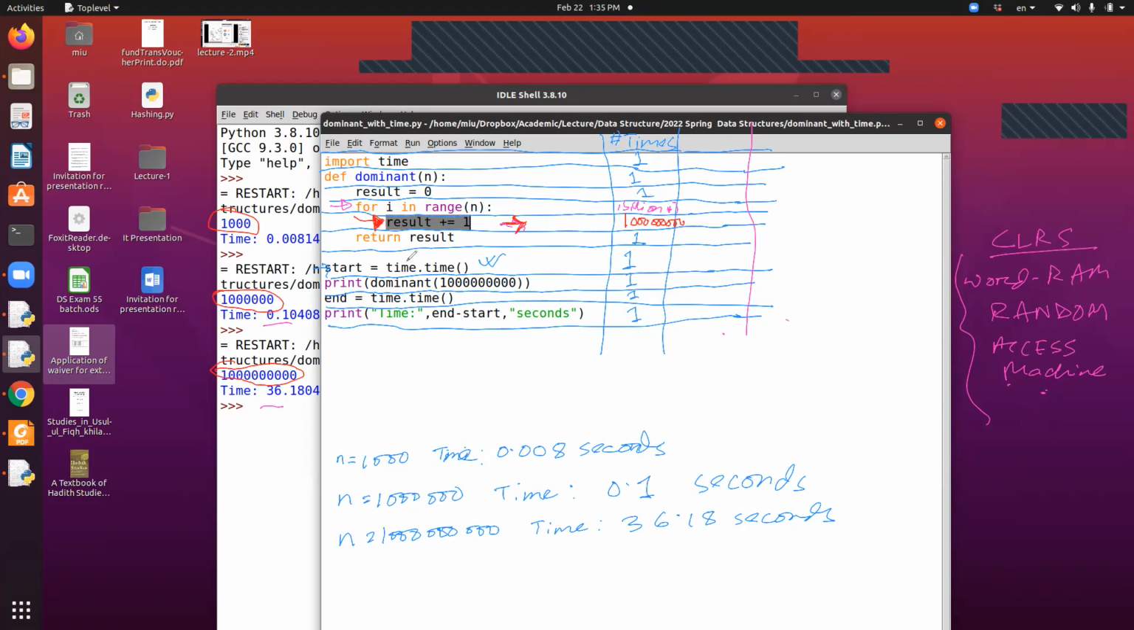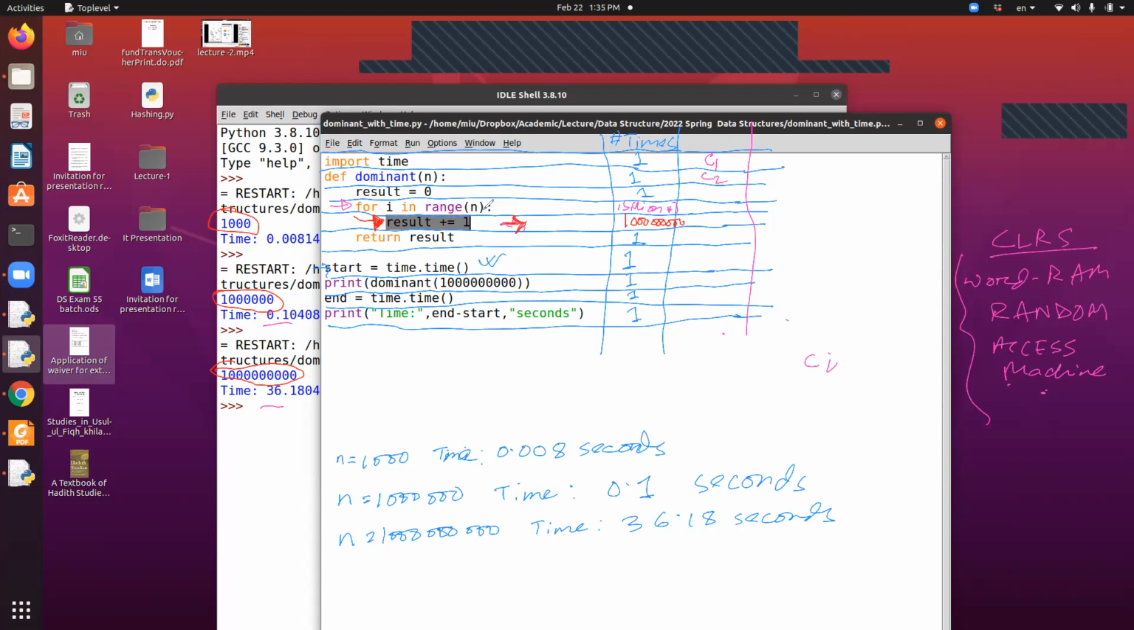Every line will take some time, and we can consider it constant time. For example, this is line number one, this is line number two, this is line number three. The constant time to execute one line would be a little different from another line. So we can say that in order to execute each line, we need Ci time. Ci is a constant, some nanoseconds. So in order to execute this line, we need C1 time.